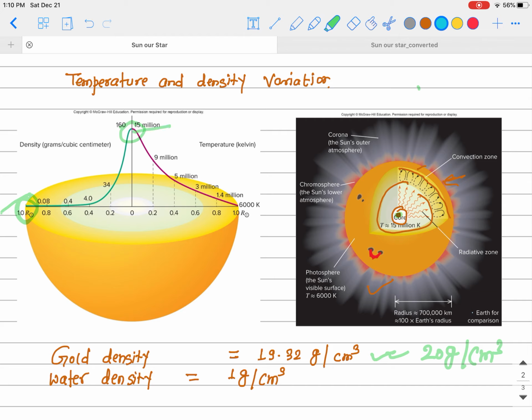At the core, the temperature is about 15 million Kelvin, and at the surface it is about 6,000 Kelvin. At the core, it is about 8 times more dense than gold, and at the surface it is even much less dense than the Earth's atmosphere.